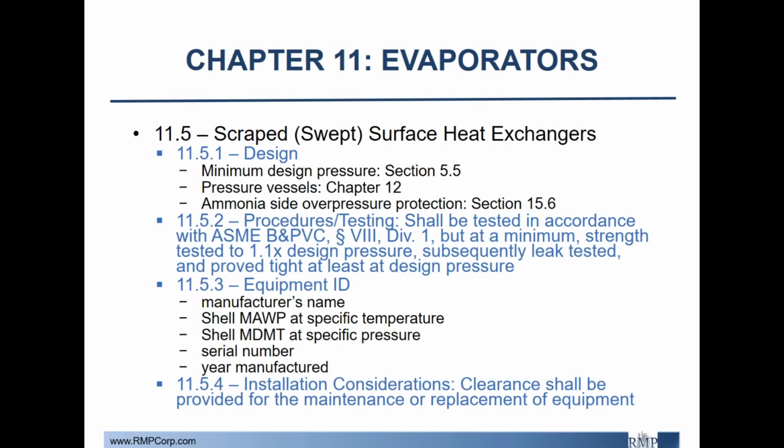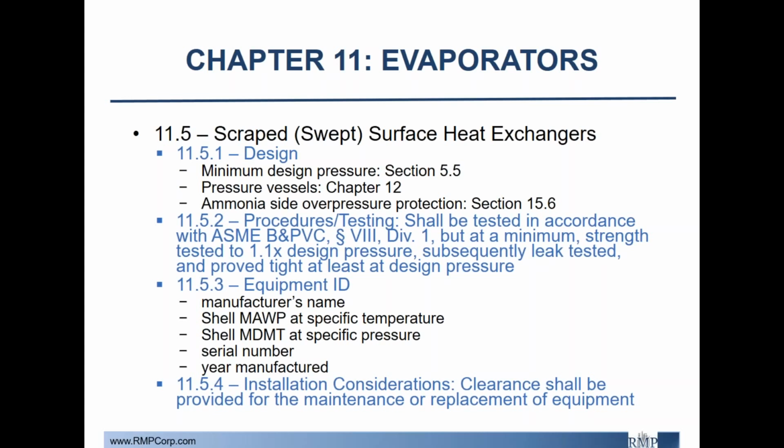The procedures and testing refer to ASME code first, and then at a minimum state that the 1.1 design pressure, the leak testing, and the tight construction are requirements at a minimum. For the equipment ID, again referring to all the information pertinent from the manufacturer. It does say that the manufacturer shall provide this information specifically for the scraped surface heat exchangers.